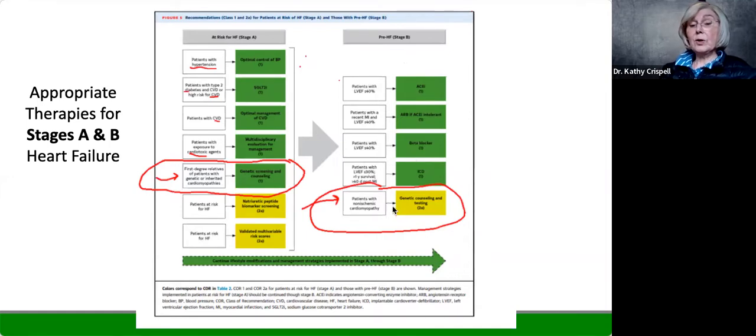And if you have patients who additionally have this diagnosis of a non-ischemic cardiomyopathy, then they should also get genetic counseling and testing. So those are the interventions. That's how clinicians use this information.